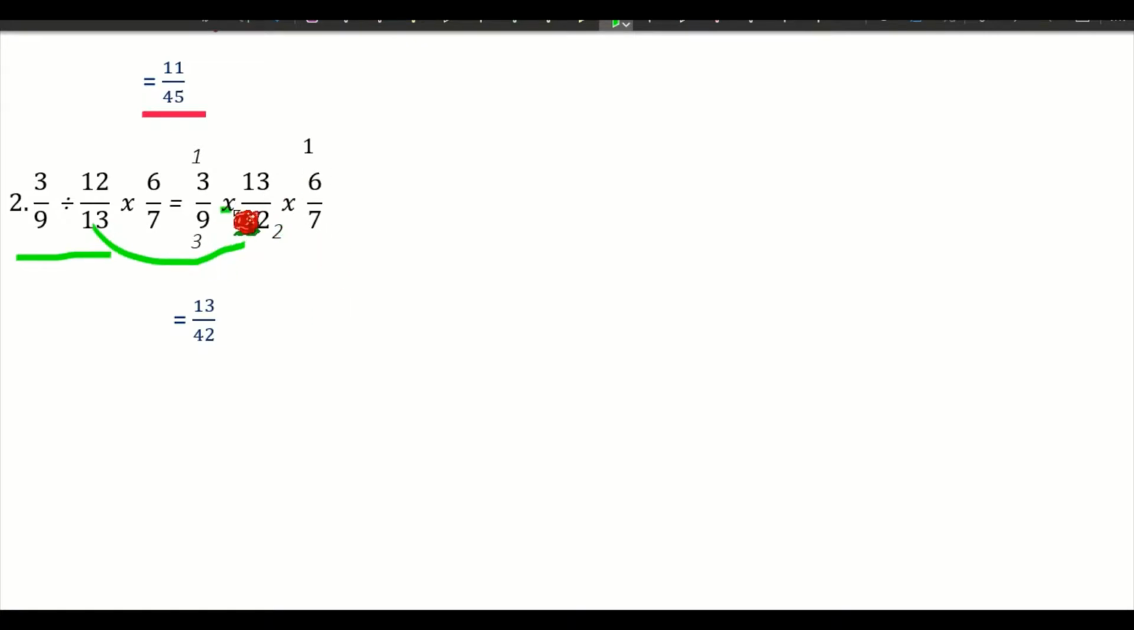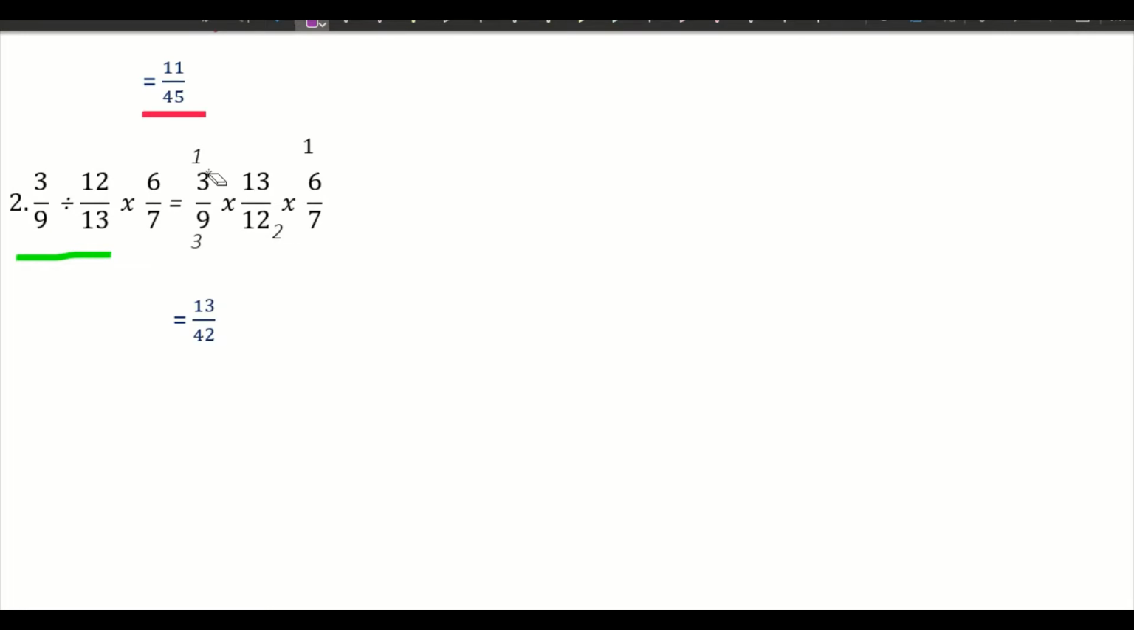So, bakit siya times na ito instead of division? It's because, diba, sa division of fraction, i-retain natin yung first number or first fraction, and then i-reciprocal natin yung kanyang divisor, and let's apply multiplication. Okay? So, we now have 3 over 9 times 13 over 12 times 6 over 7.